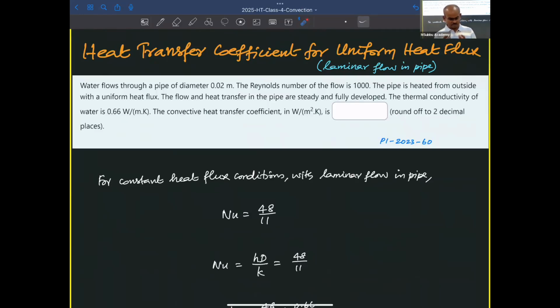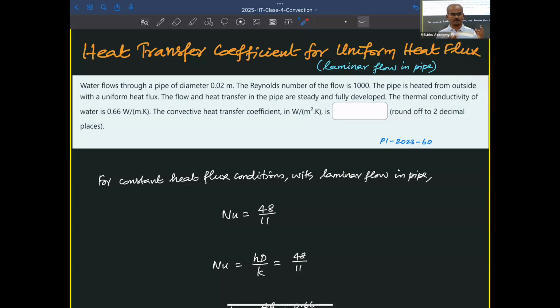As I said, you need to memorize certain things. At least in the case of laminar flow through a pipe, there are two cases: what is called constant heat flux, and constant wall temperature. Under what conditions can we maintain a constant wall temperature?